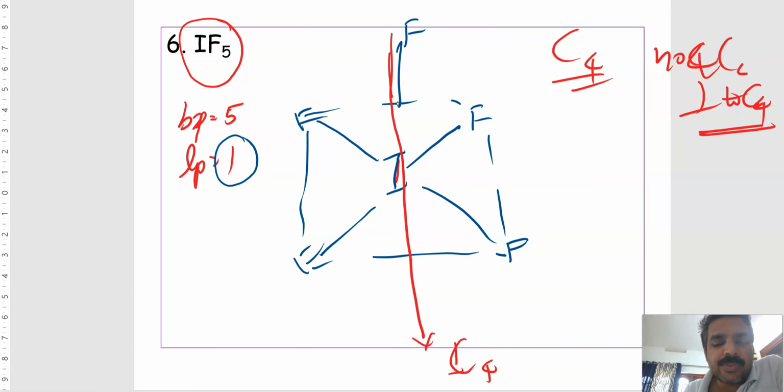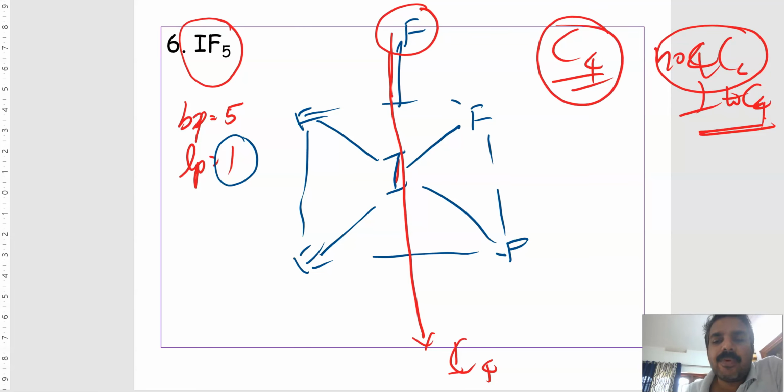Perpendicular to this, there are no 4 C2s because there is a fluorine here. It's not square planar. If the molecule were square planar, there would be 4 C2s perpendicular to C4. But there is a fluorine. This is a square pyramidal molecule, not square planar. So no 4 C2s are present. Only C4. So the molecule belongs to the C category, not the D category.